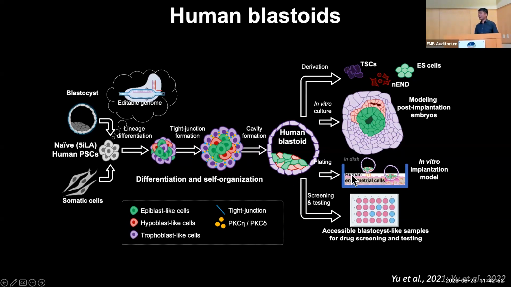Specifically, when they use the endometrial epithelial cells, which is the first layer of cells making contact with the trophoblast during implantation, the established implantation model can study this process. And because human blastoids can be produced in large quantity, we can potentially perform chemical and genetic screens using this model to uncover unknown factors or pathways that are involved in human development.